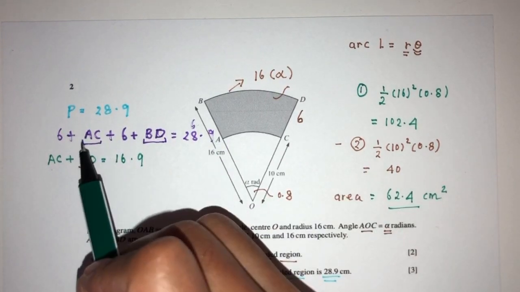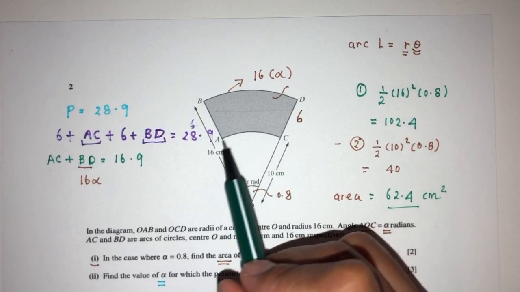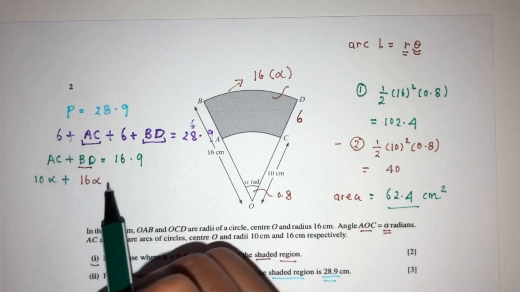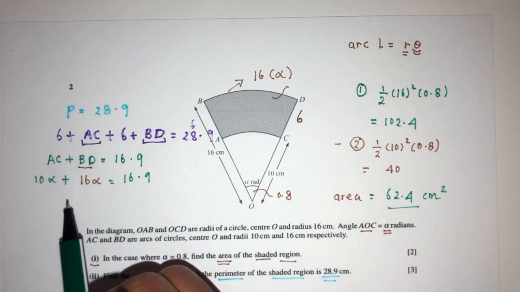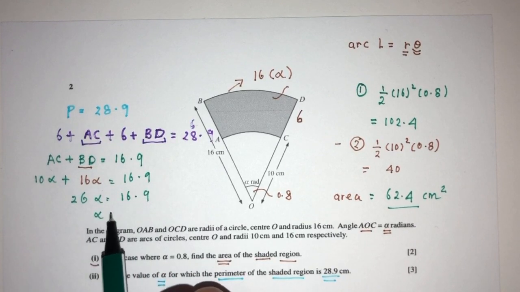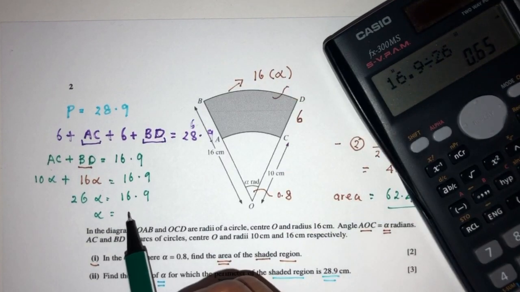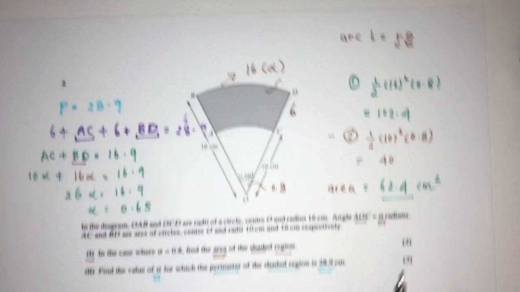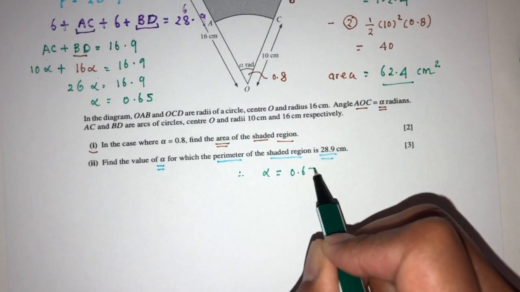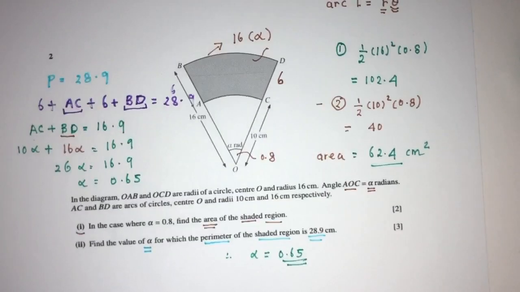Now for this one, AC, same idea again. The arc length is equal to radius times the angle. Radius is 10 times the angle, that should be this. So you can see here you have 26 alpha equals 16.9, so alpha will be 16.9 divided by 26. That will be 0.65 radians. So part 2, the angle alpha is 0.65. Okay, and that will be the question in relation to circular measure.